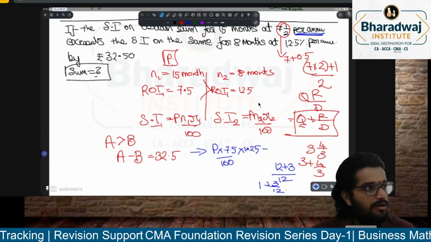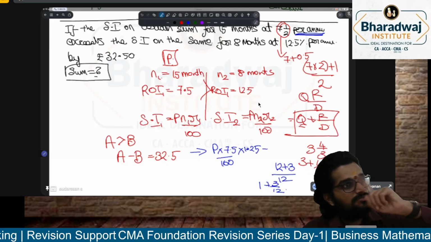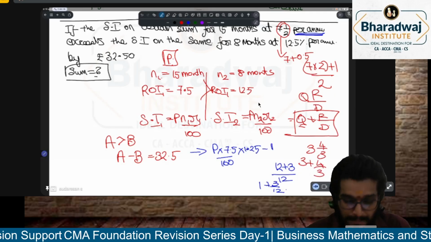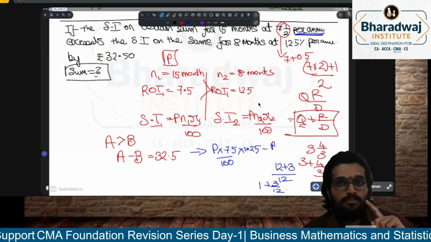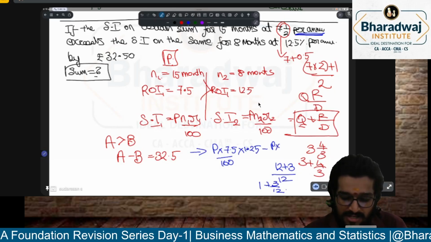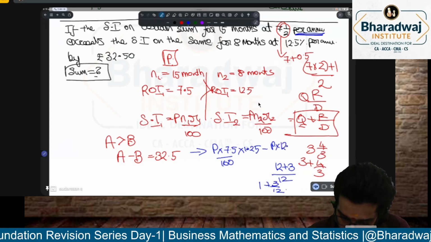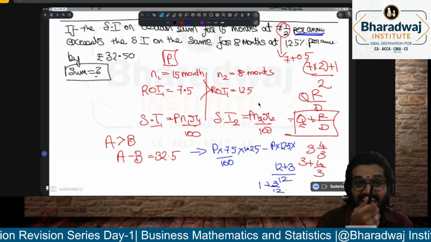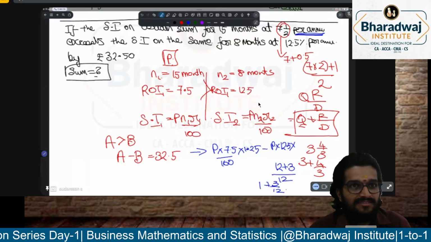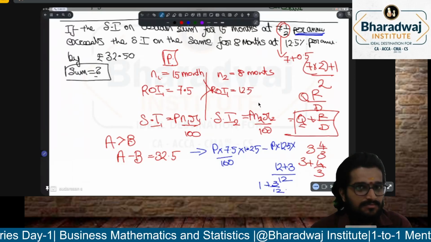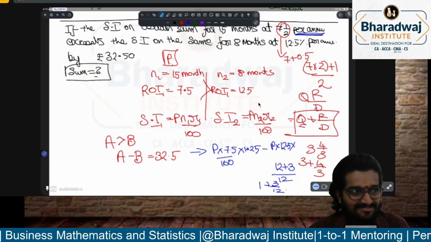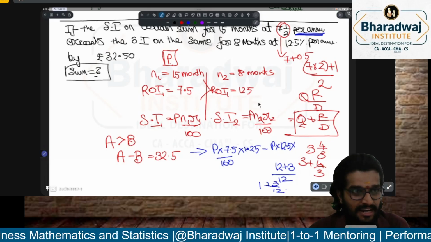Exceeds. So it's given as exceeds. What is the simple interest for the second portfolio? The principal remains same over both the portfolios. P multiplied with, instead of 7.5, you will be writing 12.5. How can you write 8 months? Is it 8 by 12? Try to write it in years.